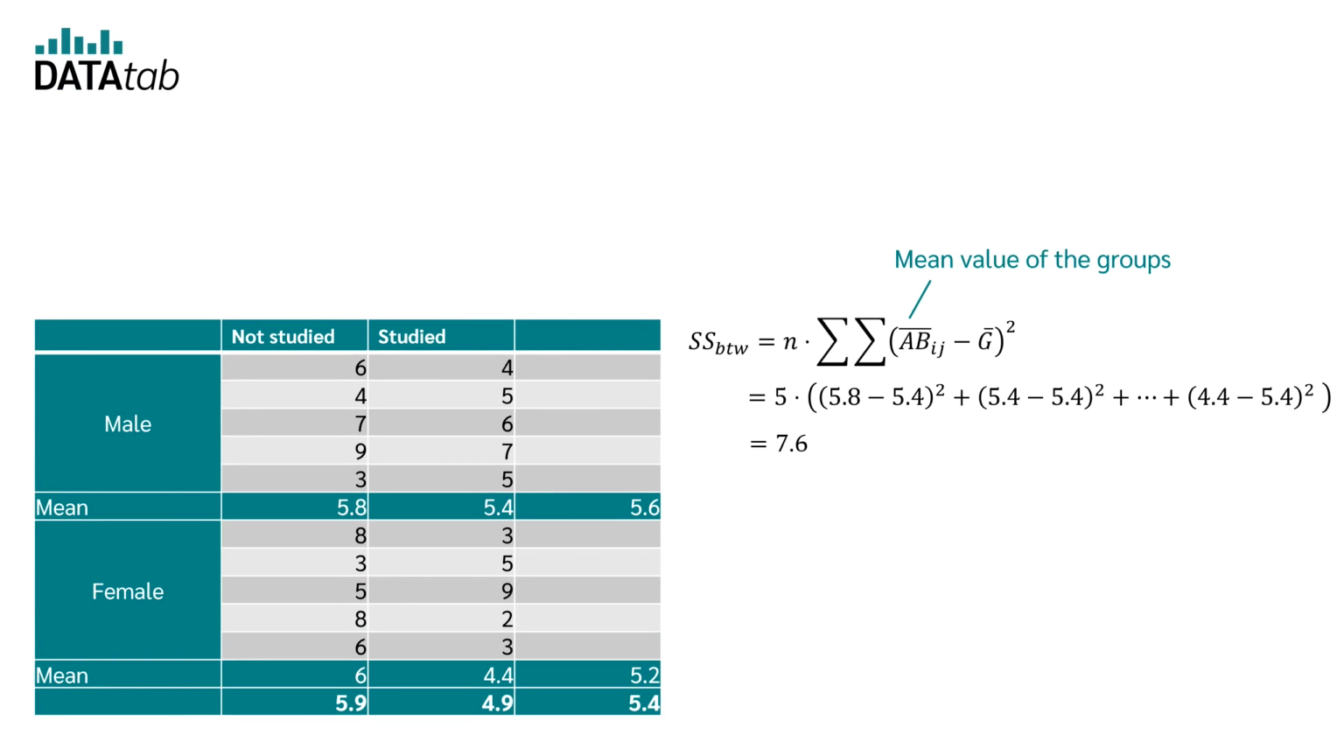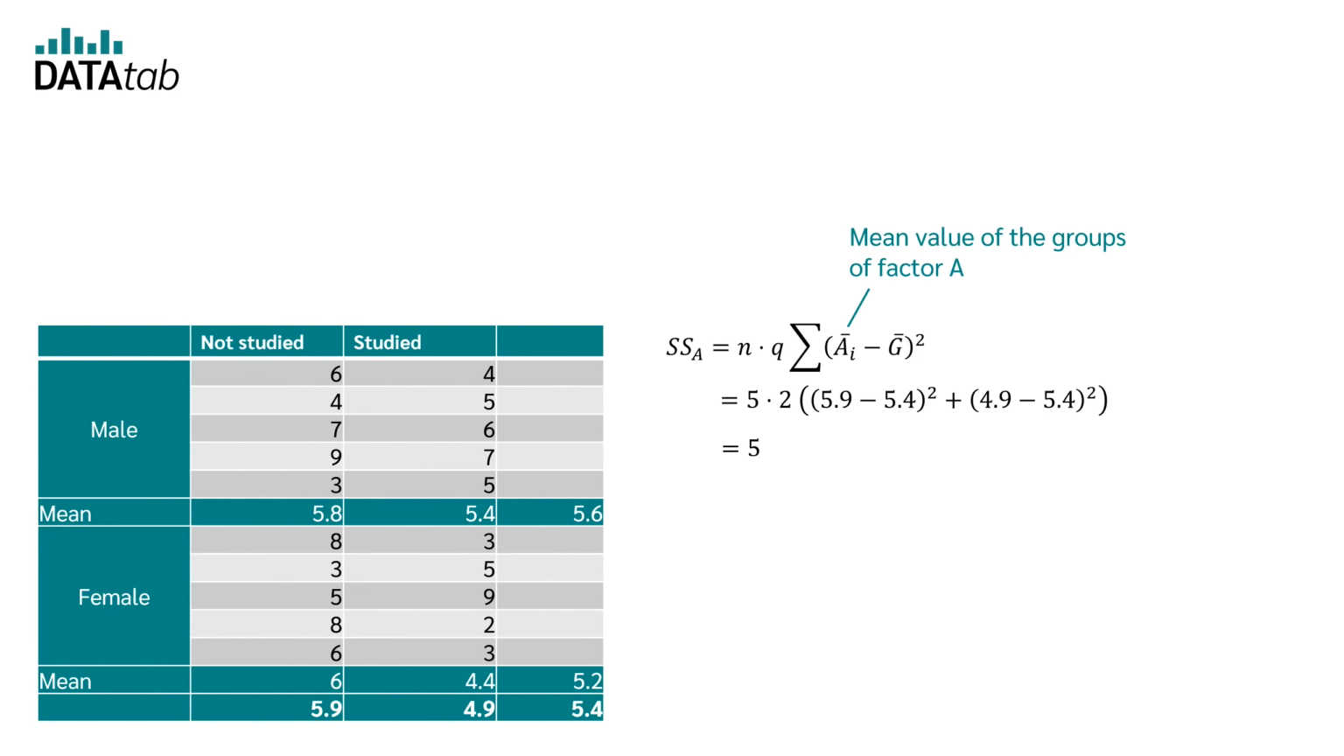Now we can calculate the sum of squares between. For this, we calculate the group mean minus the total mean. So 5.8 minus 5.4 squared plus 5.4 minus 5.4 squared, and the same for these two values. In this case, the degrees of freedom are 3, which gives us a variance of 2.53.